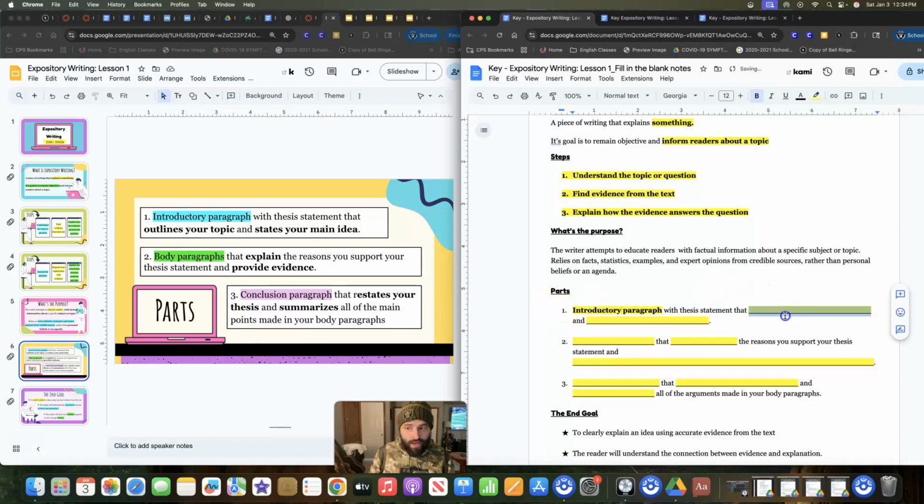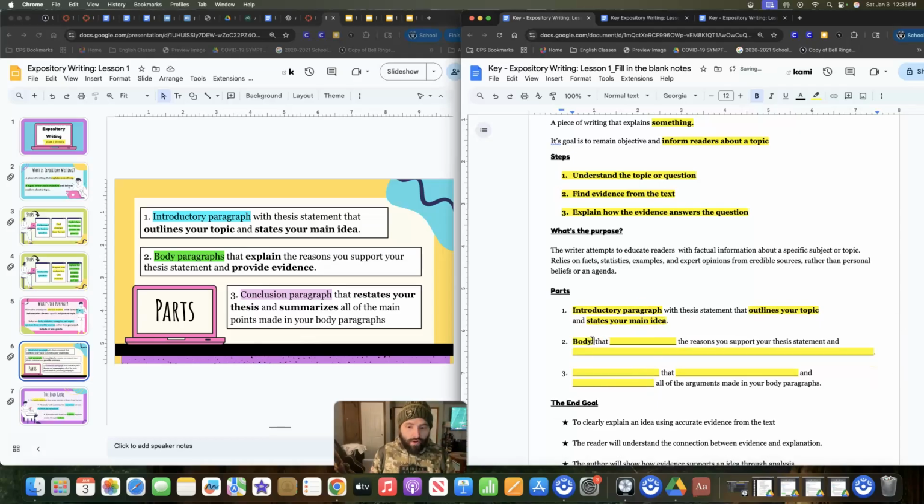I will talk about them right here and a little later, but just understand that they outline your topic because of this thesis statement, and it works to state your main idea. The most important thing of this introduction is the thesis, and that's what we're focusing on.